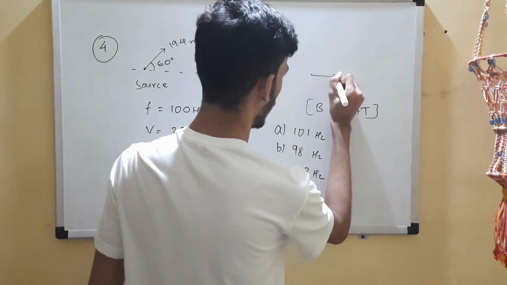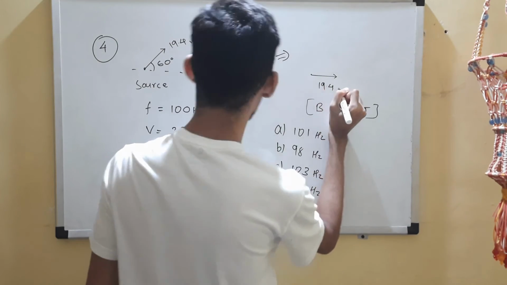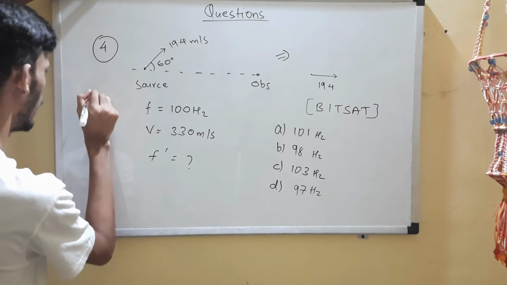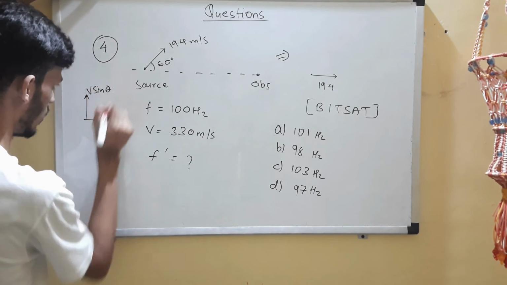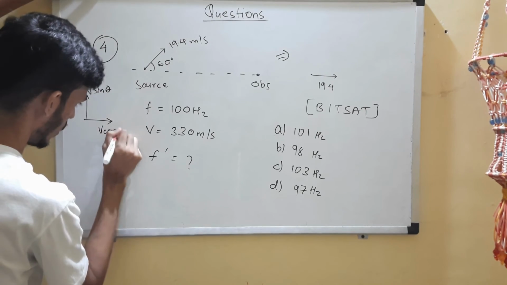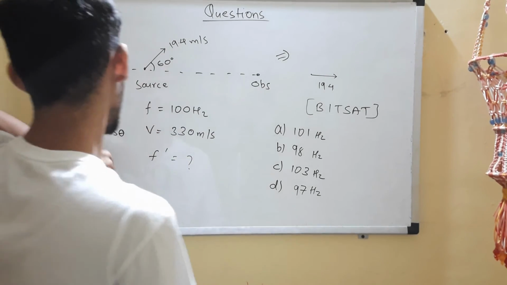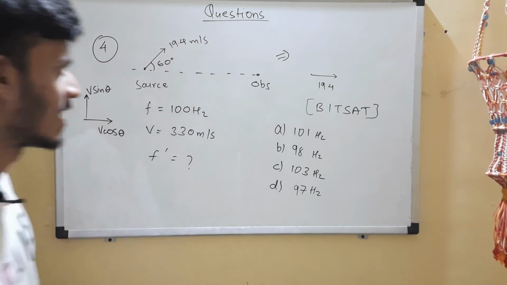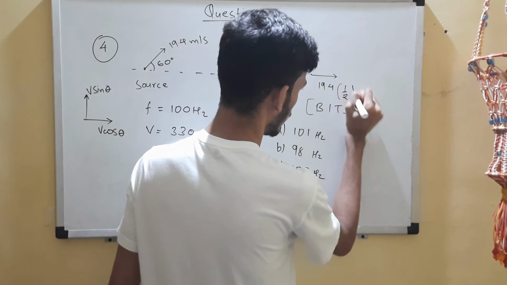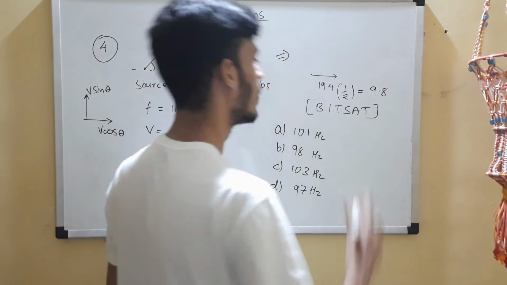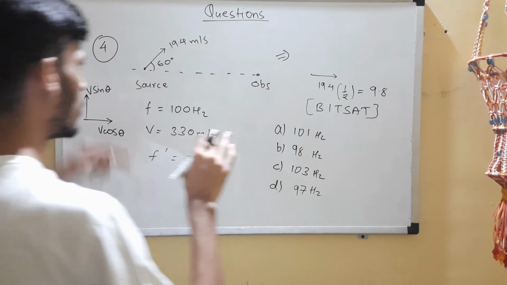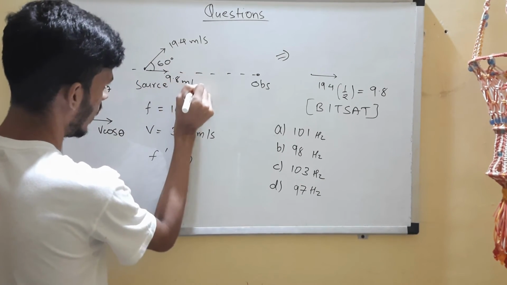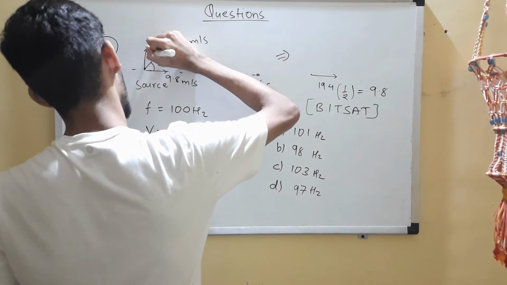So here we'll have 19.4 into cos of 60. You break it this way: this will be v sin theta and this will be v cos theta. I hope you know how to resolve. So v cos of 60 degrees, cos 60 is half, so that gives us 9.8. So the velocity in this direction is 9.8 meters per second. We are not concerned about the velocity in the other direction.